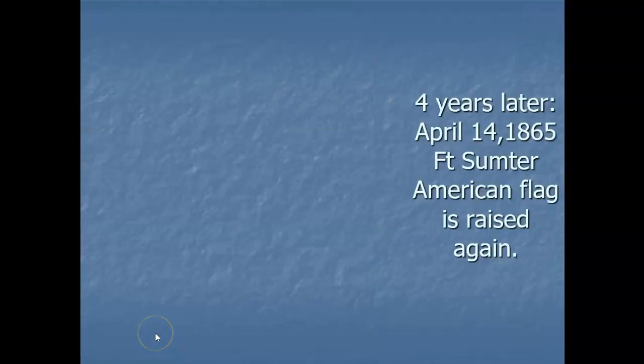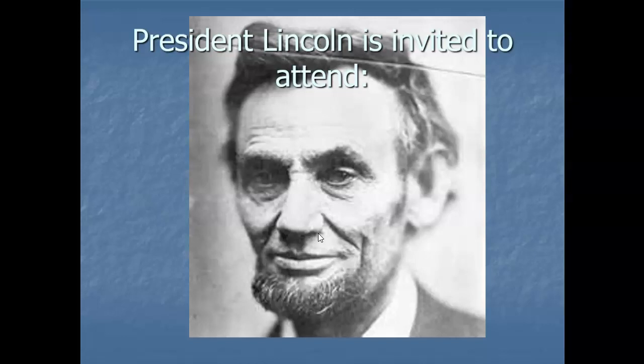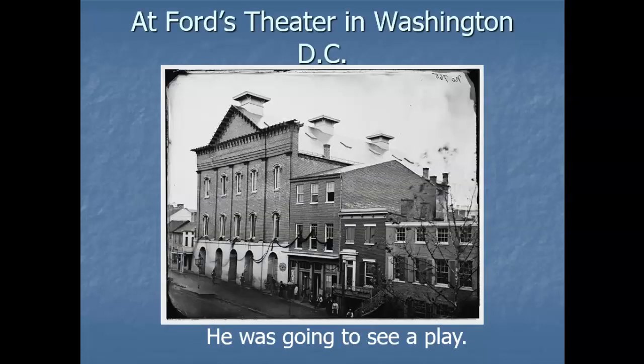Now, fast forward 4 years later after the end of the war. It's April 14th, 1865. Here's a cool stunner. Fort Sumter is going to raise the American flag again, the same one that was taken down 4 years before on April 14th, 1861. And President Lincoln is invited to attend. But here's the catch. He decides not to go because he's going to see a play that night at Ford's Theater. So amazingly, how history would be different if he had gone down to Sumter to see the Fort Sumter flag raised again.